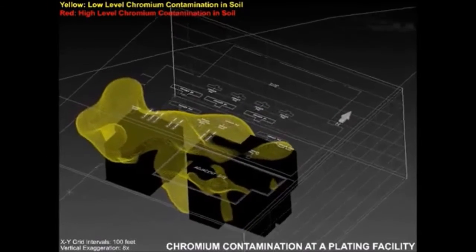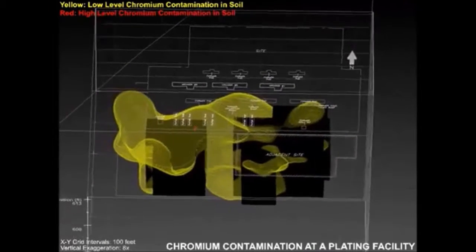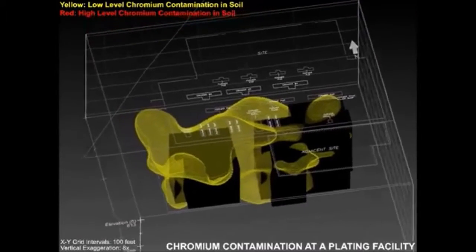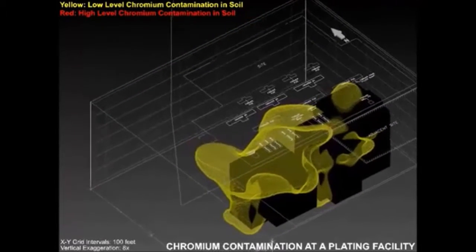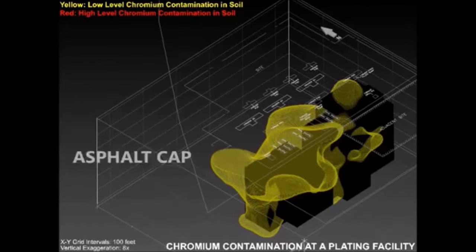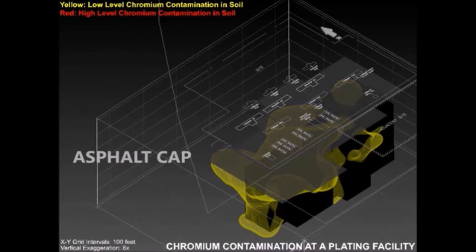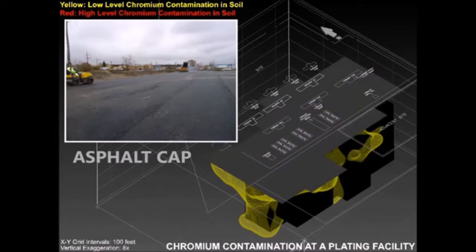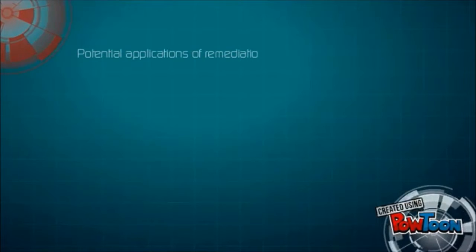In order to address the low-level contamination still present, an asphalt cap 3 inches thick was installed. This cap, referred to as an engineered barrier, will prevent any possible human exposure to the contamination. The asphalt cap is pictured above. Potential application of remediation in Malaysia were listed.